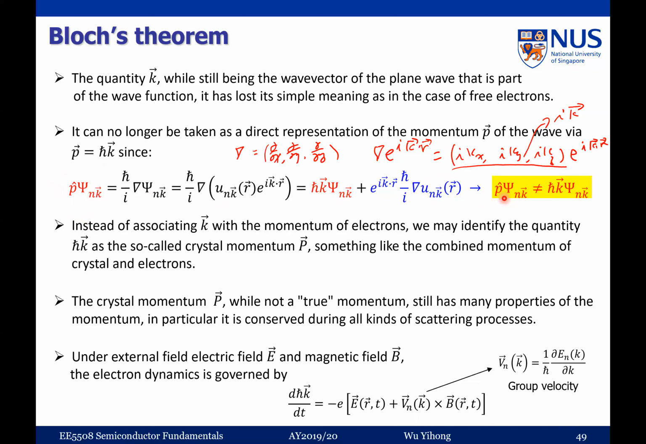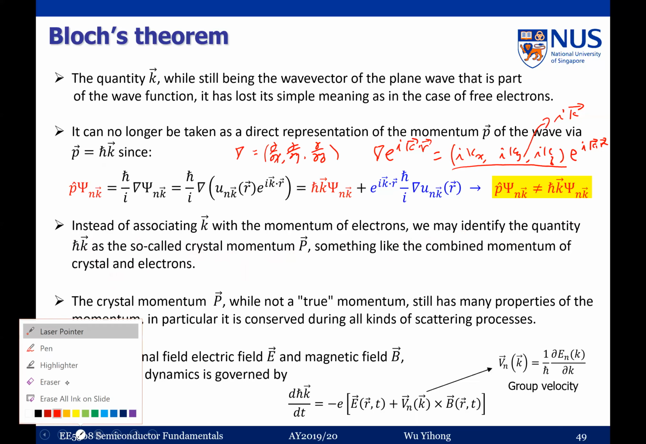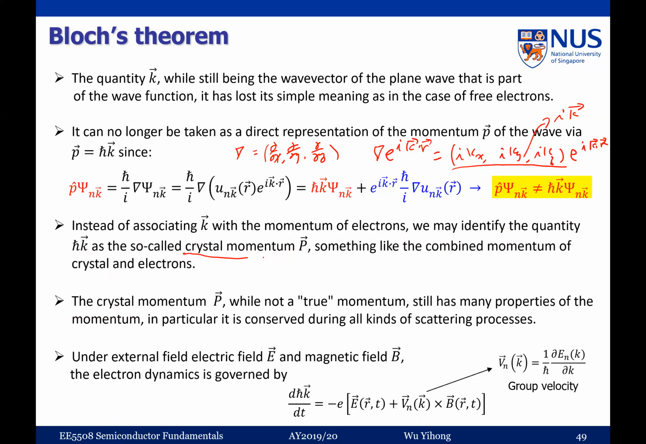However, in solid state physics, people find that this hk, although it's not the electron momentum, still has the property of a momentum. And by using this, we can simplify many issues which involve the interaction of electrons and the phonon, electron and the photon, right? So this is called crystal momentum. It's a crystal momentum. Okay, so this is a very important concept. So this basically is called crystal momentum, right?